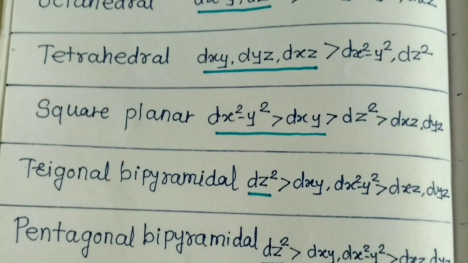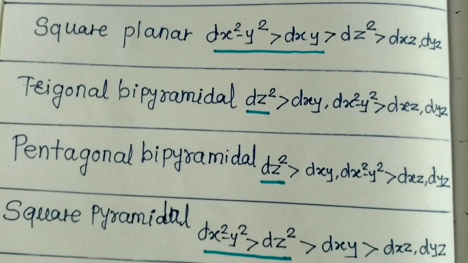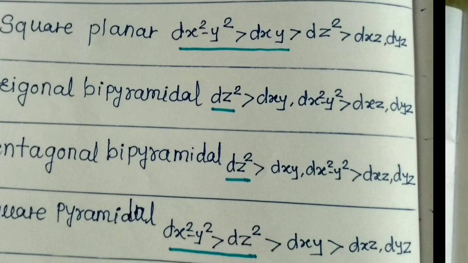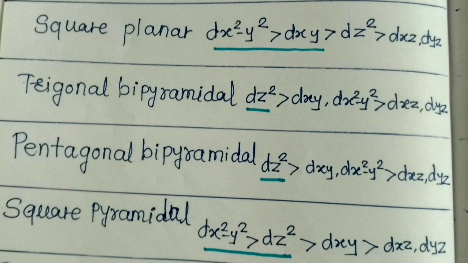Now the next geometry is trigonal bipyramidal. In trigonal bipyramidal geometry, the dz square orbital has the highest energy. Then dxy and dx square minus y square; these two orbitals have the same energy level, which is greater than dxz and dyz. This is the splitting of d orbitals in trigonal bipyramidal geometry, in which dz square is the highest energy orbital.